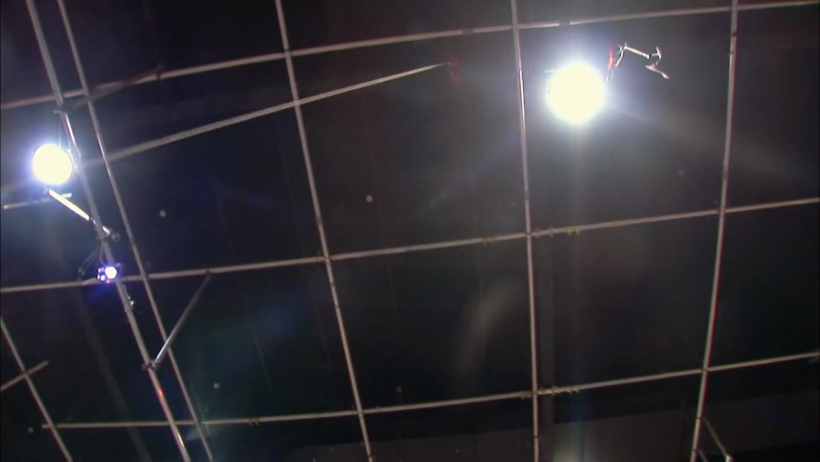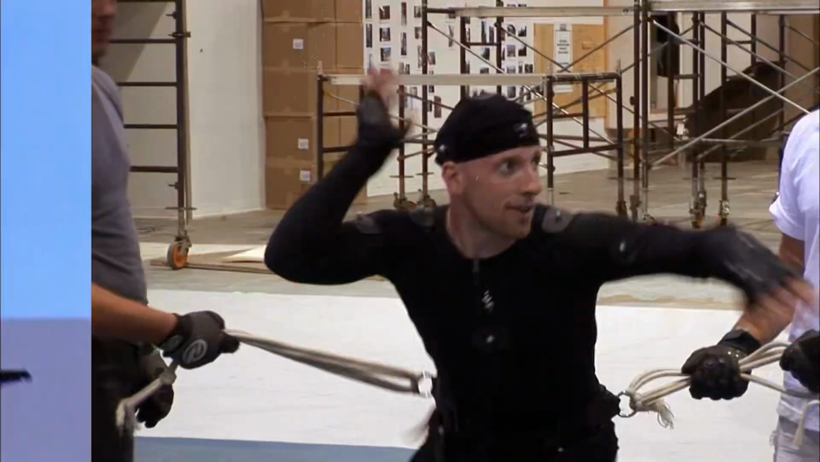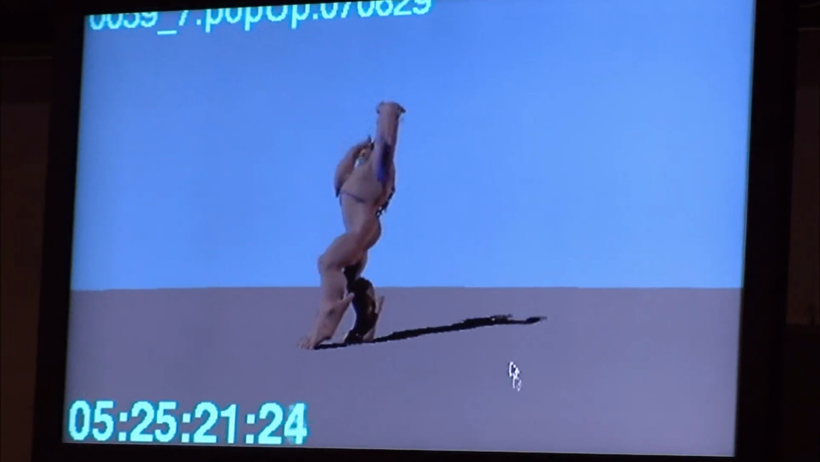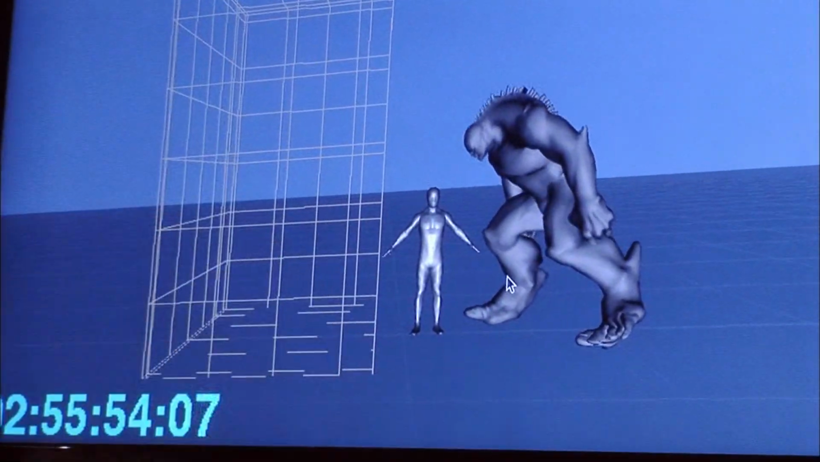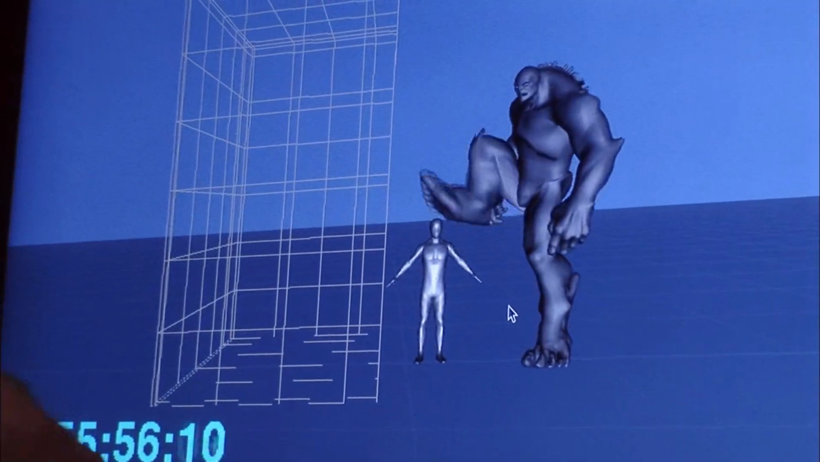Oh, going! I'm trying to be cool on this thing. That's all right. Rear up and look down.